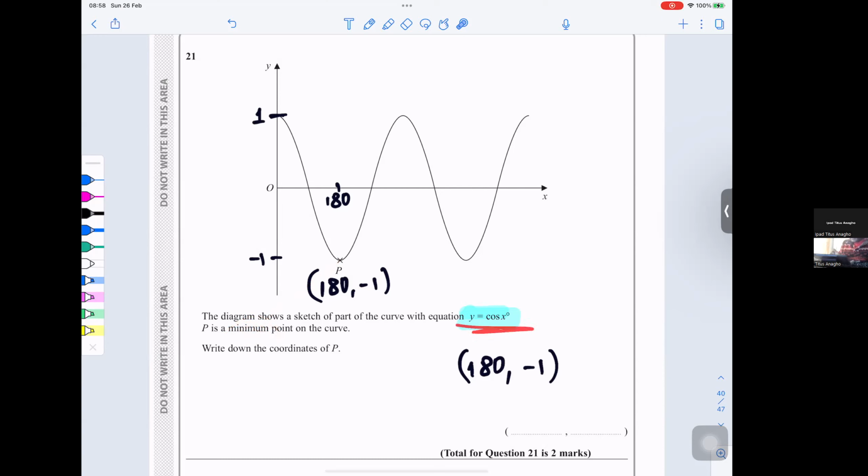A cosine graph starts from 1, and this would be 90, 180, 270, 360 degrees, and the process is repeating. So that lowest point is 180 degrees and minus 1.